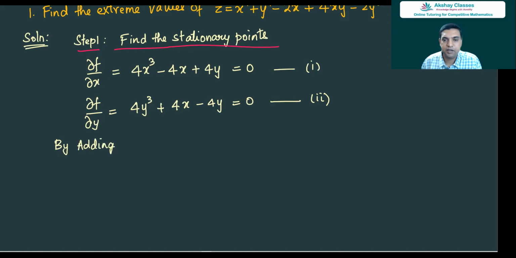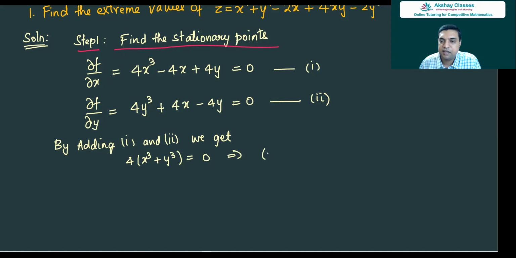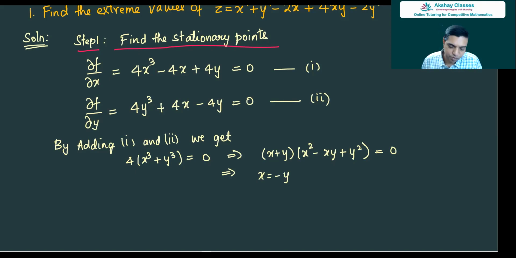By adding 1 and 2, we get 4 times x cube plus y cube equal to 0, which implies x plus y into x square minus xy plus y square equal to 0, which gives x equal to minus y. The second factor can never be 0 for real values, so x equal to minus y.